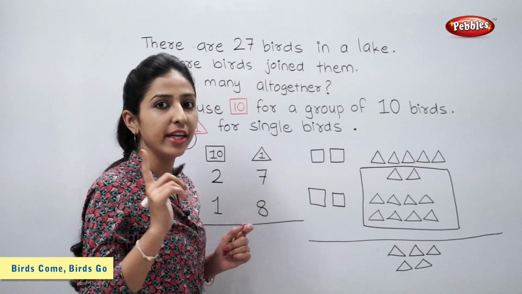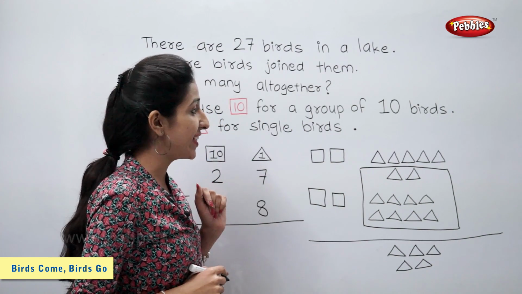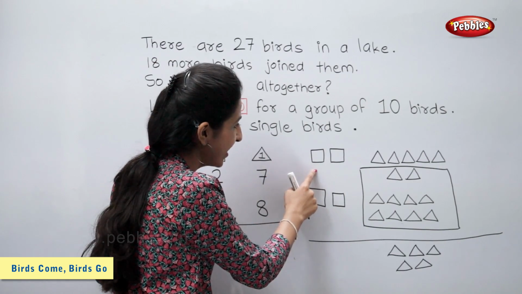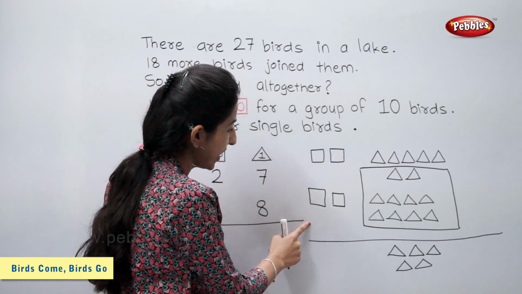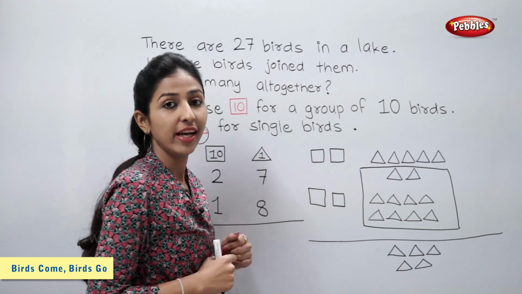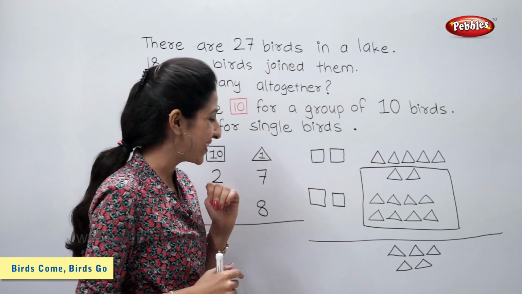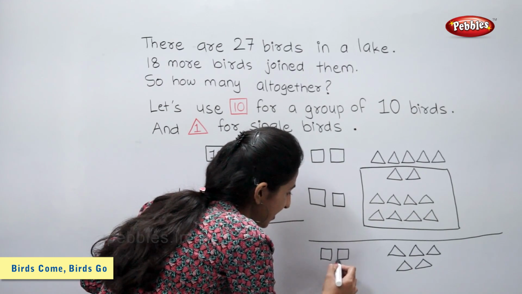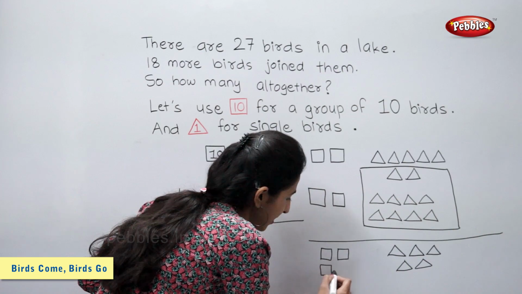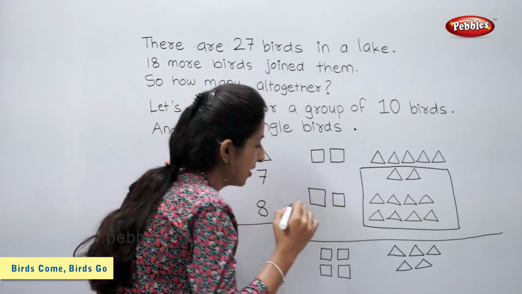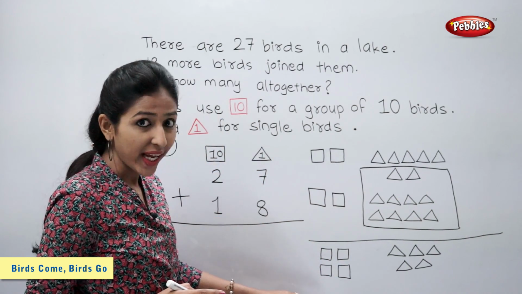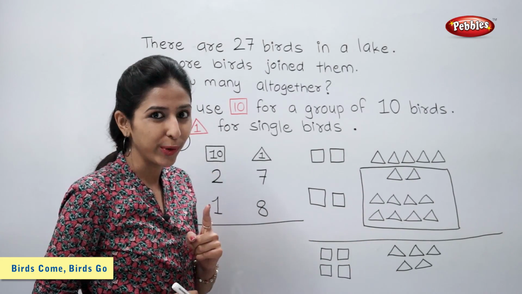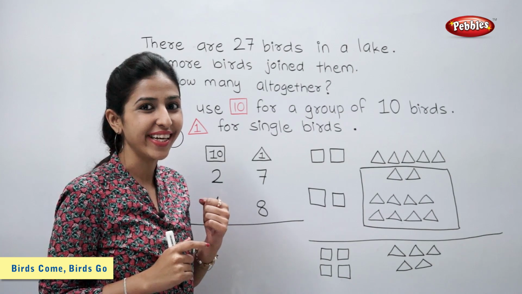Now let's count the number of tens. That means squares. 1, 2, 3 and 4. So we have 4 squares. Four squares, 5 triangles. So, there are a total of 45 birds altogether.